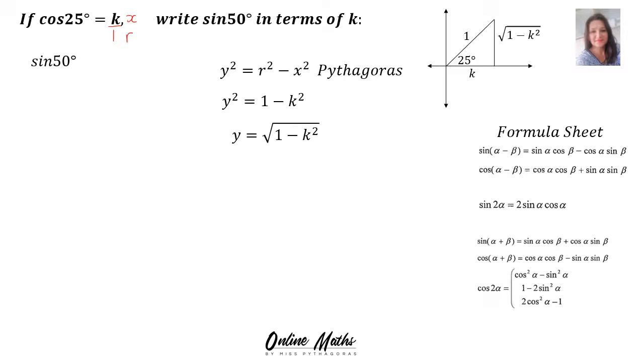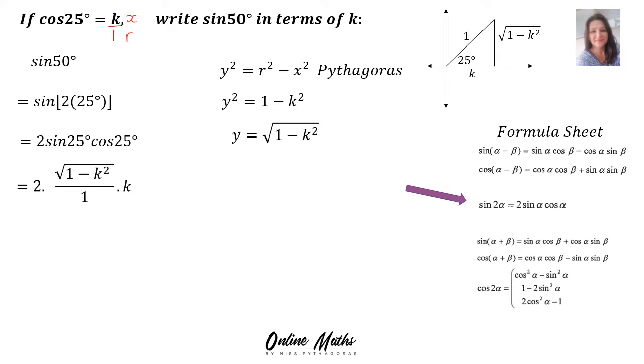Then you're going to write the 50 in terms of 25 by writing sin 50 as sin 2 times 25, the double angle for sin. And then that one is the sin 2 alpha, which is 2 sin 25 cos 25. And then in sin's place, sin 25, sin is y over r, which is root 1 minus k squared over 1, and cos 25 was given that it's k. And then in the last step, you can only put the k together with the 2 in front, and the answer is 2k root 1 minus k squared.